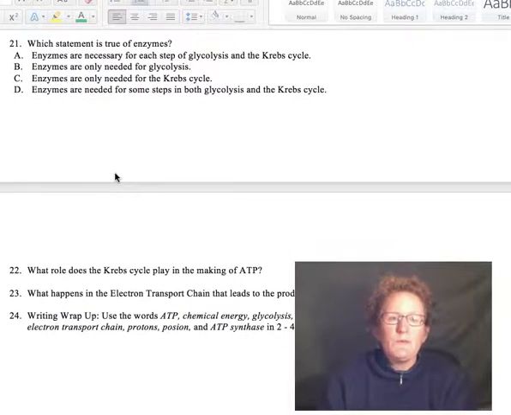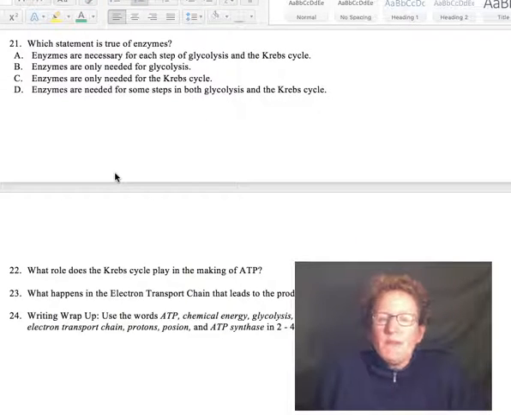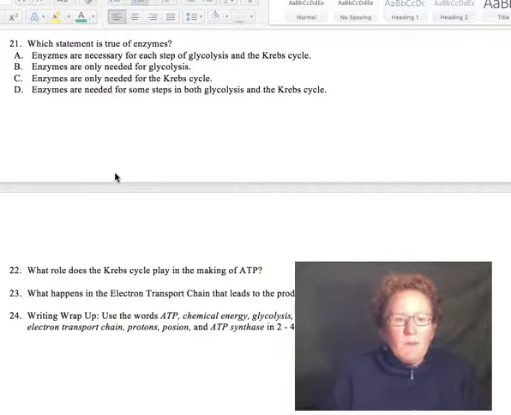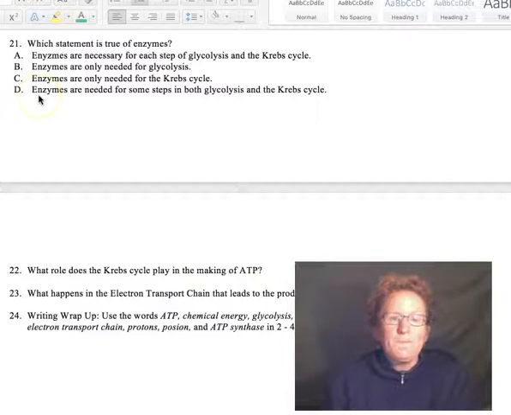Which statement is true of enzymes? Enzymes are necessary for each step of glycolysis and the Krebs cycle. Well, we saw that purple name of something between every step of glycolysis and the Krebs cycle. So we know this is true. This can't be true if A is true. And D can't be true if A is true. A is definitely true here.